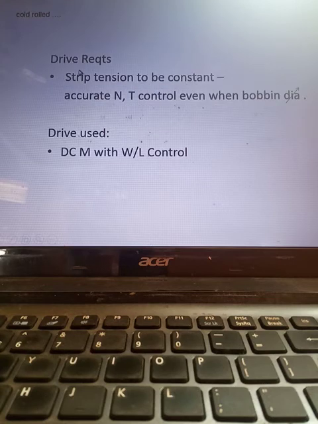And what are the drive requirements? The strip tension is to be constant. We have seen it earlier. Otherwise, it either results in breaking of the strip or in loop formation. Hence, we require speed and torque to be controlled smoothly. Even when the bobbin diameter is changing, when you go on winding on a bobbin, the diameter and inertia change, even then these should be maintained constant. And normally the drive used is DC motor with Ward-Leonard control.